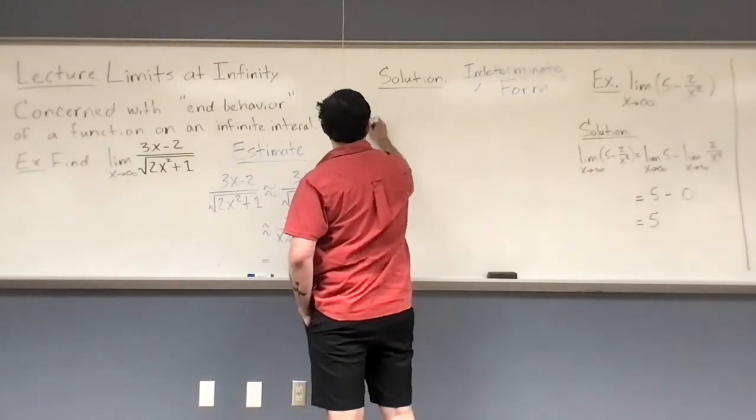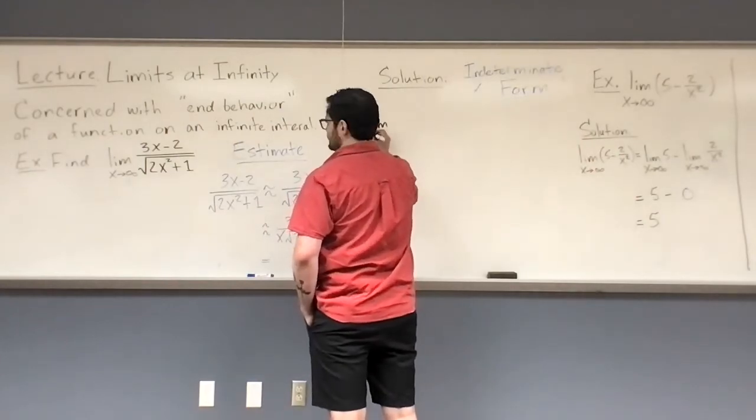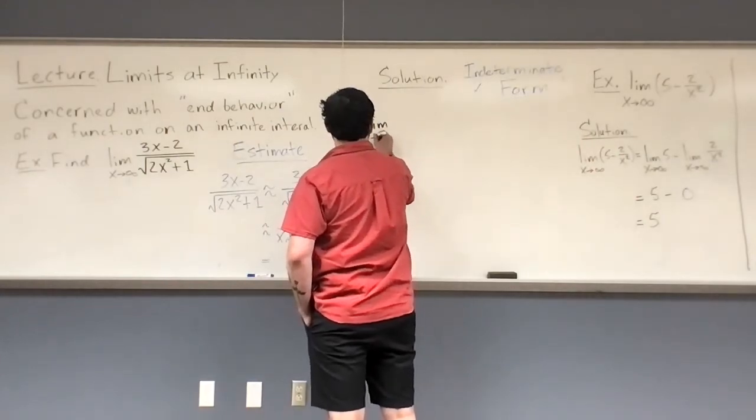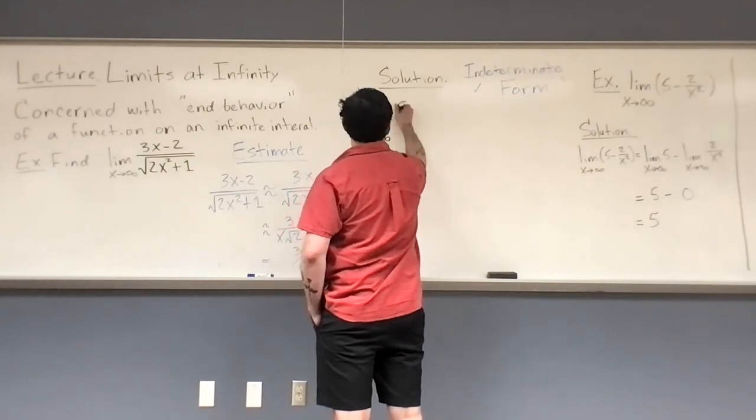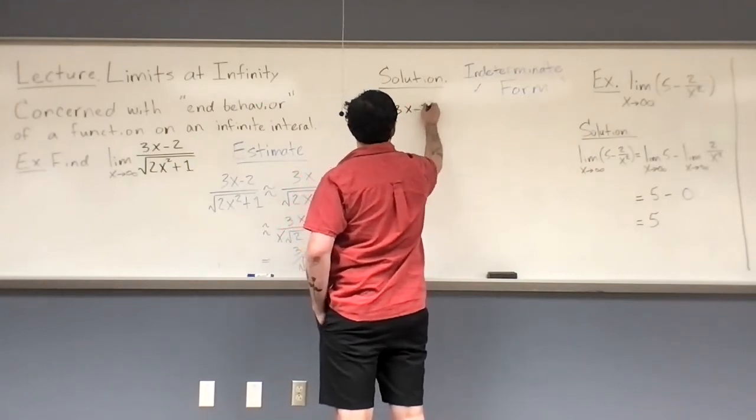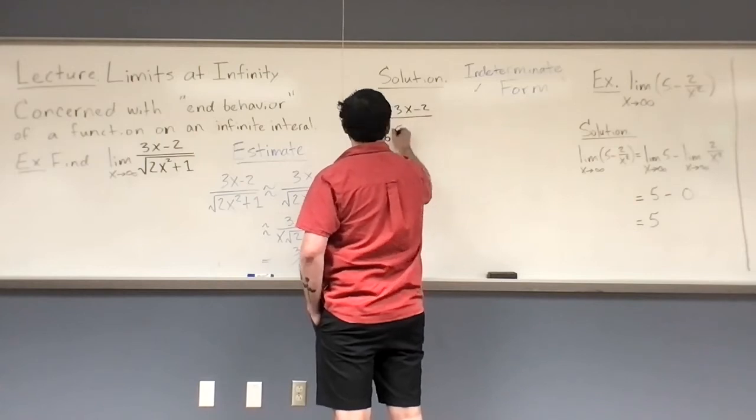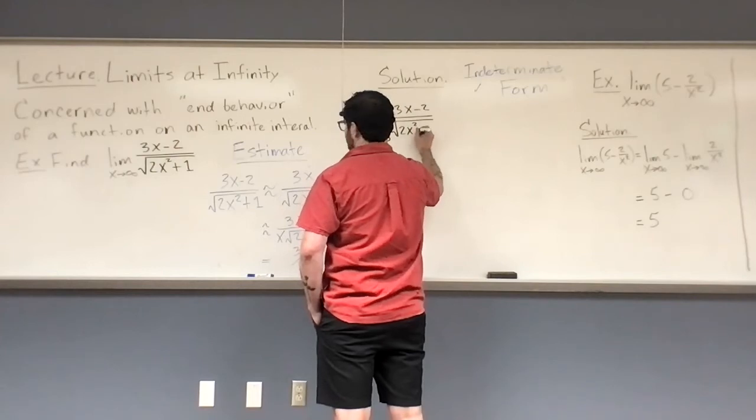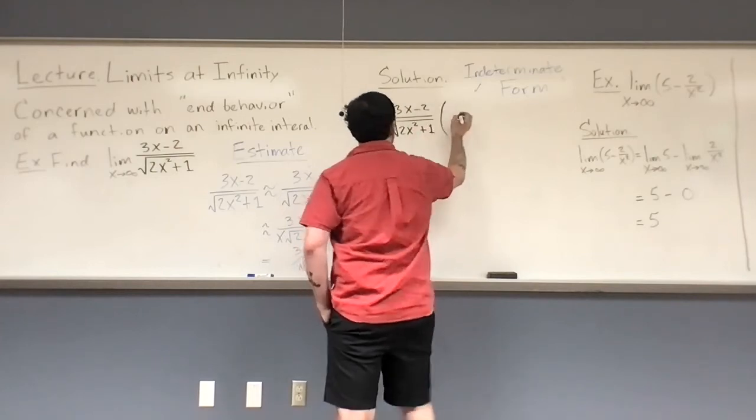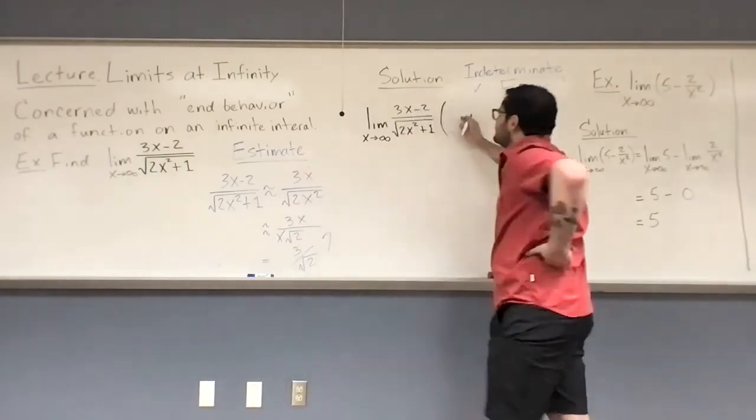So the limit as x goes to infinity of this expression, 3x minus 2 all over root 2x squared plus 1. So I'm going to multiply by this. What do I want to multiply by?